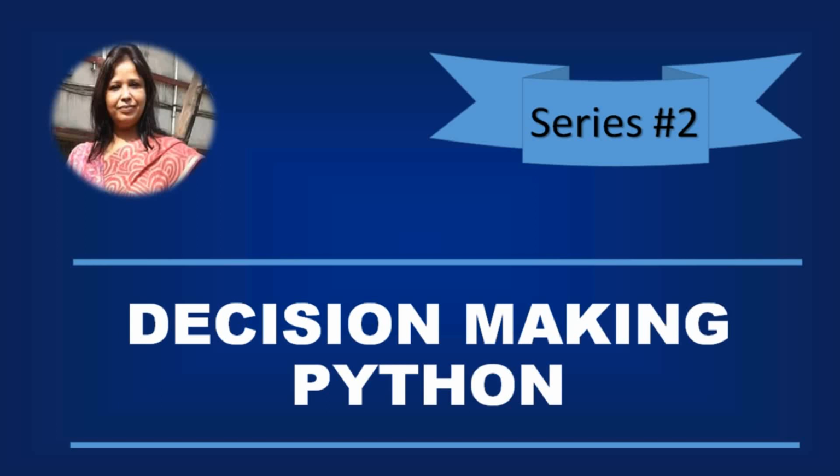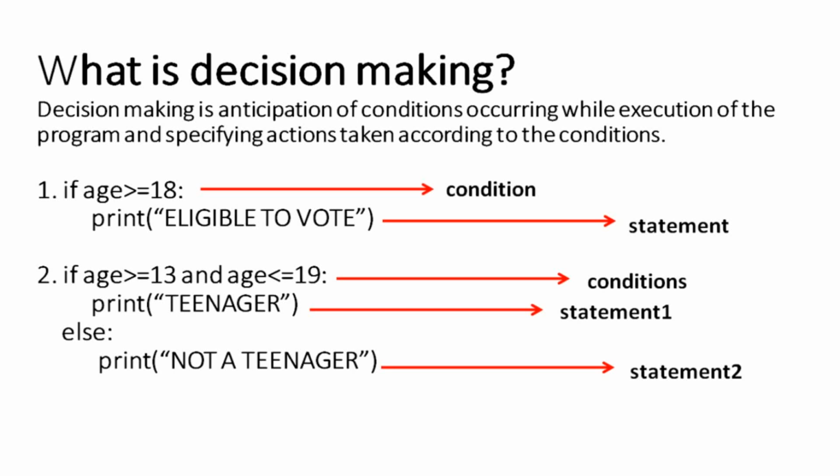Today we are going to learn about decision making. Decision making we require when we want to write a program where you need to take a decision. For example, if age is more than or equal to 18, so a person's age, if it is 18 or above, then you're going to print eligible to vote. This is called a condition, and if this condition is true, then it will perform this.